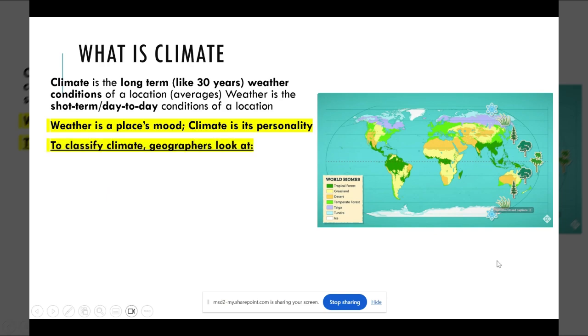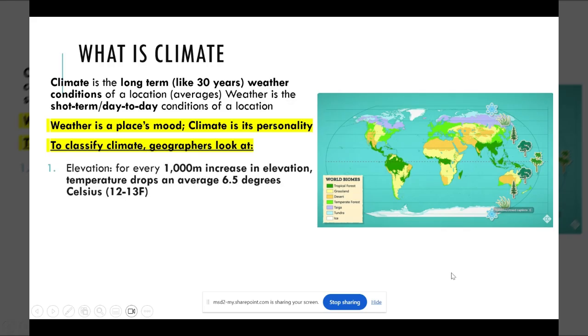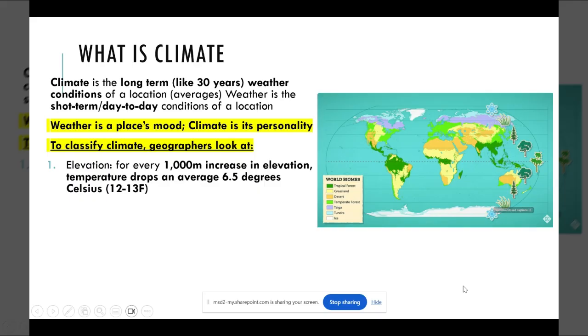So to classify climate, if you want to figure out what the climate of a place is, you're going to look at these types of characteristics of a place. All of these are in natural environment, physical geography typically. For elevation, for every 1,000 meters increase, the temperature drops about 6.5 degrees Celsius, which is about 12 to 13 degrees Fahrenheit, give or take. So the higher up you are, usually the colder a place is going to be.